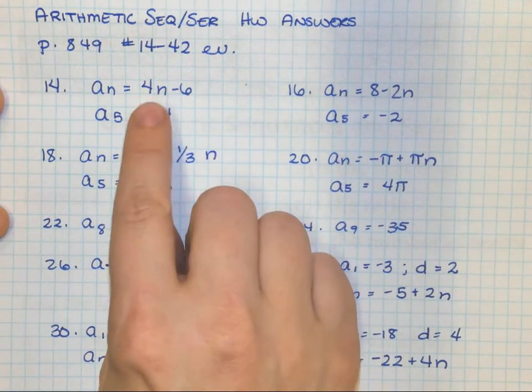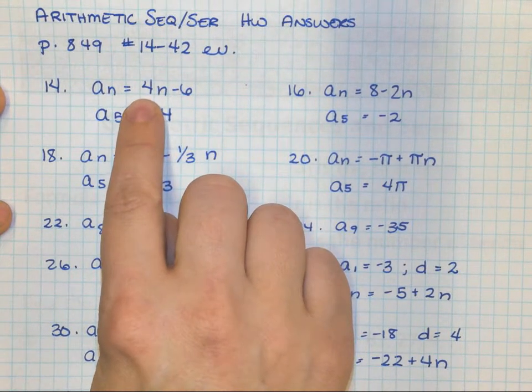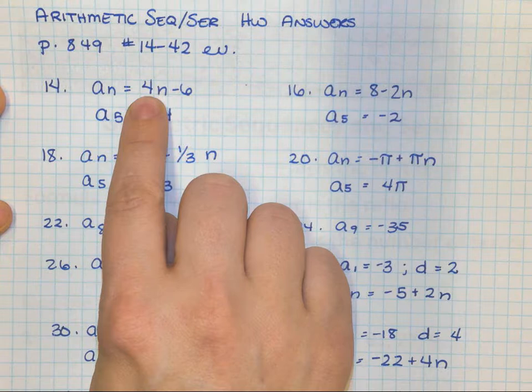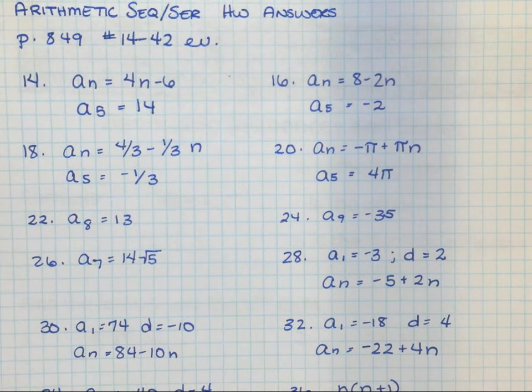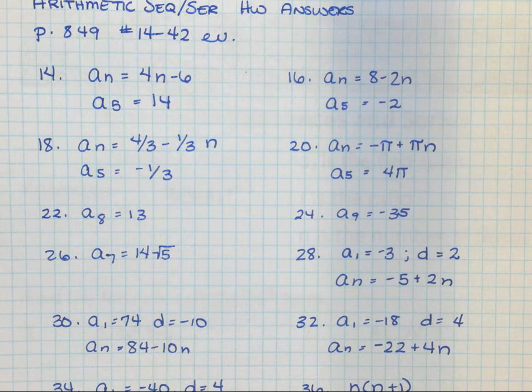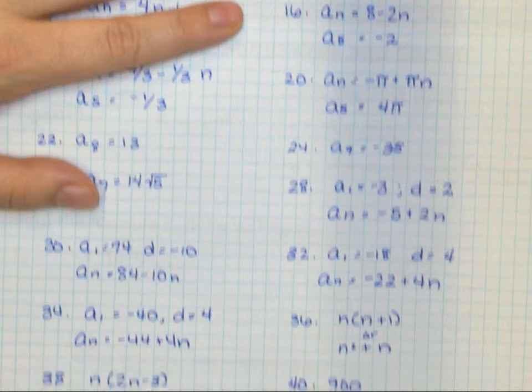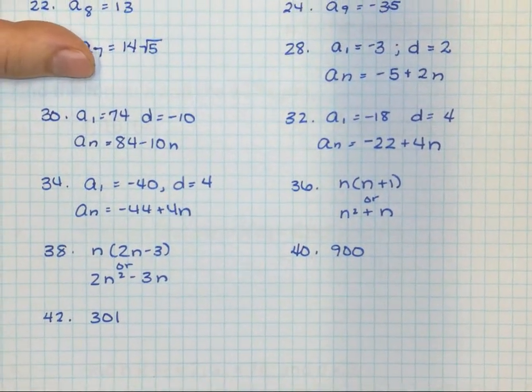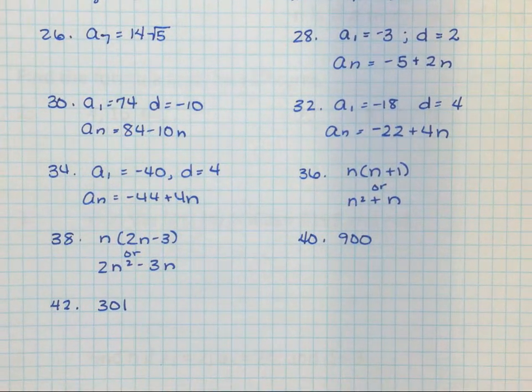Please understand that when we're looking at the equation for the nth term, I don't care if you do negative 6 plus 4n or 4n minus 6. It's all up to you. All right, so here are the last answers. All right, so are there any questions on these homework problems?